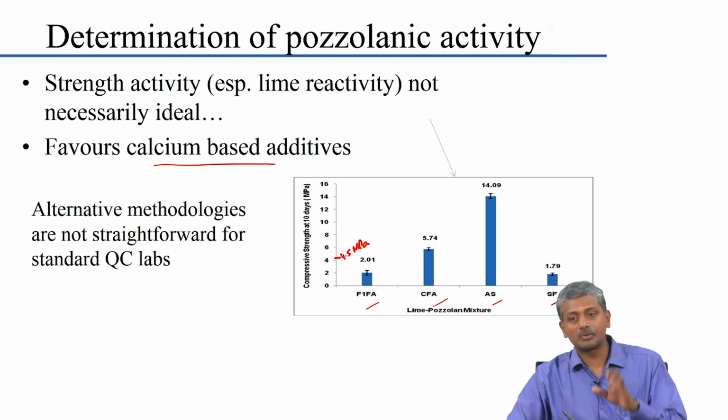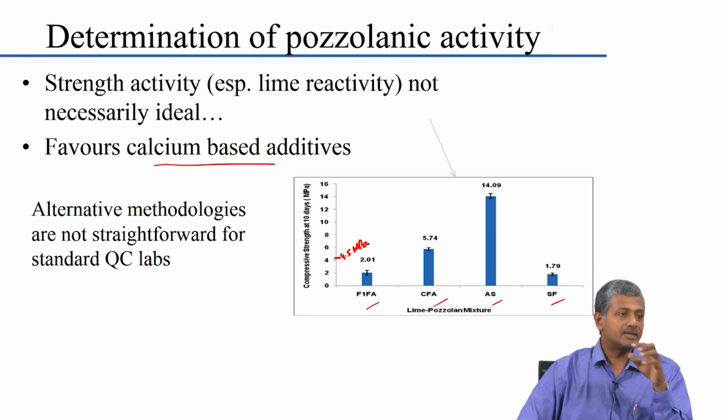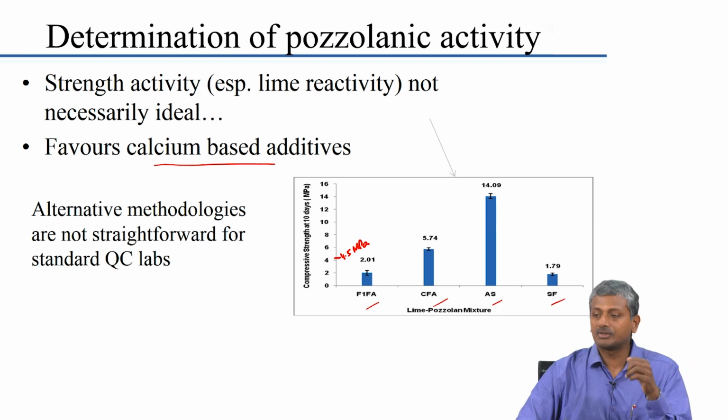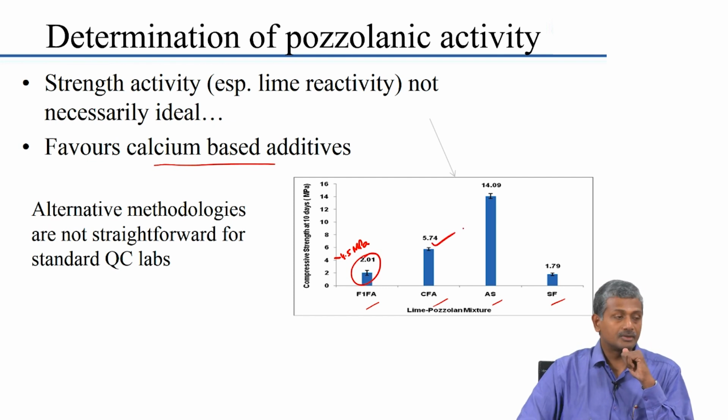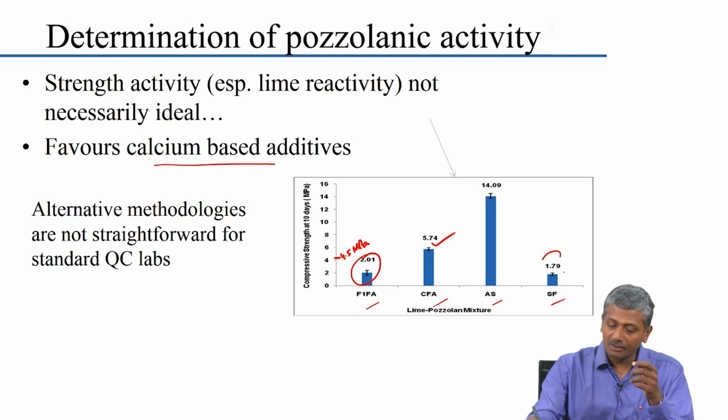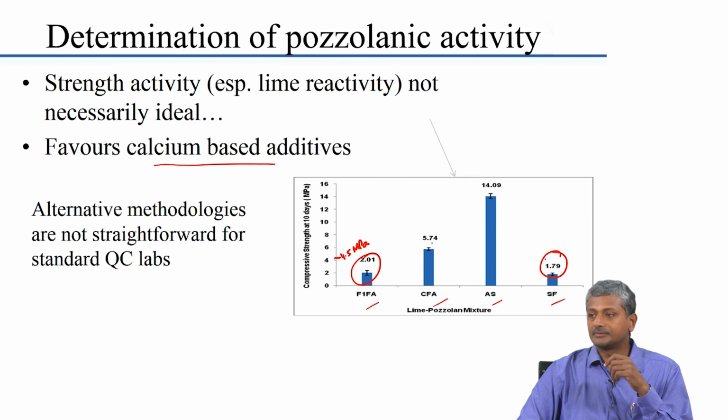So, in lime reactivity test, you make the mix and simply cast 5 centimeter cubes which are tested at the age of 10 days after heat curing. So, for fly ash to be qualified as pozzolanic material, it should have minimum strength of 4.5 megapascal. Type F fly ash is failing, whereas type C fly ash is okay with respect to this. Interestingly, when you do the same test with silica fume, it is failing.